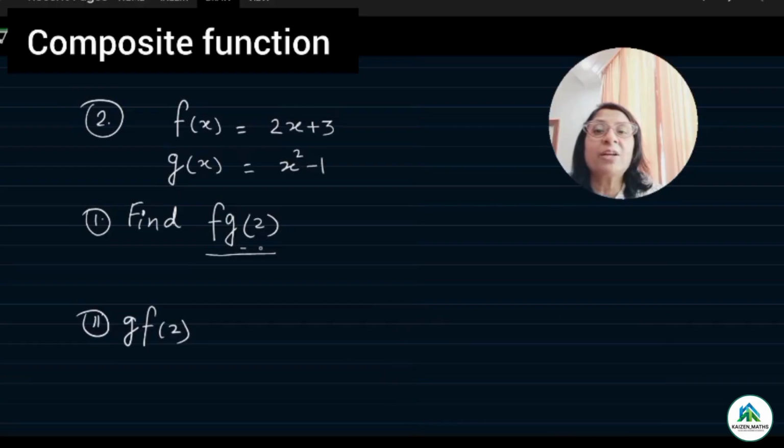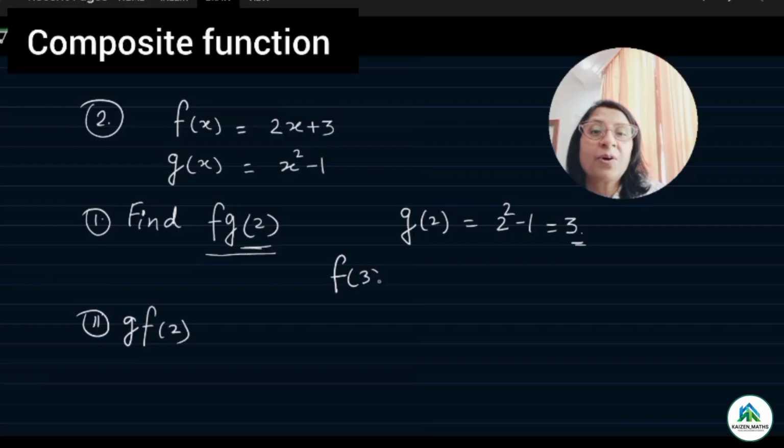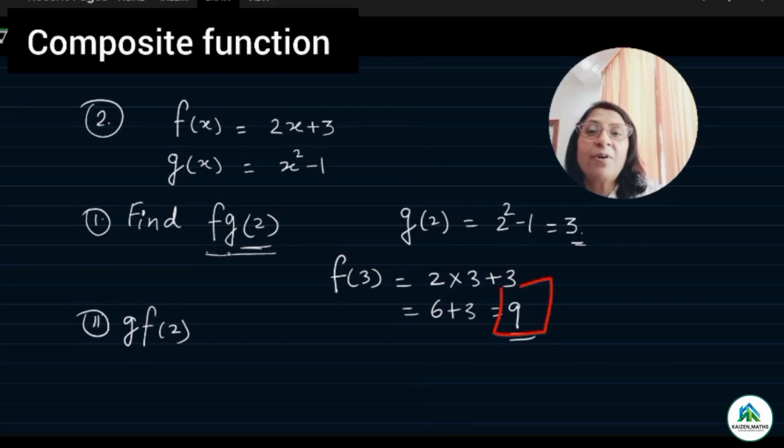So first we will find out g of 2, right? So here we have g of 2 is equal to what? x square minus 1. So we will write it 2 square minus 1. That is 4 minus 1. So this will be 3, right? Now we will place this 3 here in this function. So we will write f of 3. Okay. So this will be the answer. 2 multiplied by 3 plus 3, that is equal to 6 plus 3 is equal to 9. Okay. So our f of g of 2 is equal to 9.